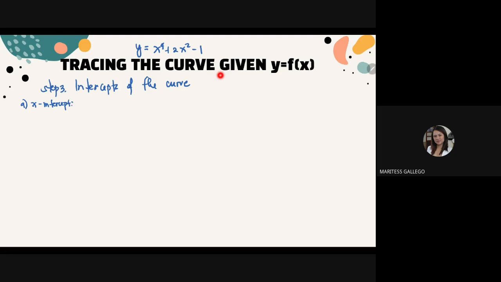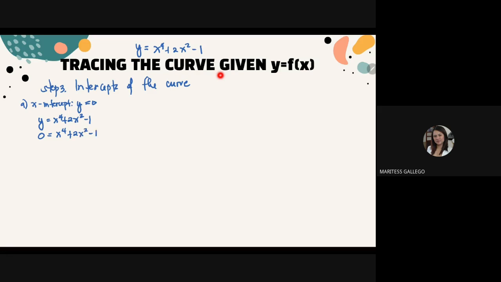So, x-intercept meaning kung saan nag-intersect yung curve sa x-axis. So, how will you do this is we equate y is equal to 0 para ma-solve natin si x value. Okay? So, our function is y is equal to x raised to 4 plus 2x squared minus 1. We equate this to 0, yung y. We have x raised to 4 plus 2x squared minus 1. This is a degree 4.